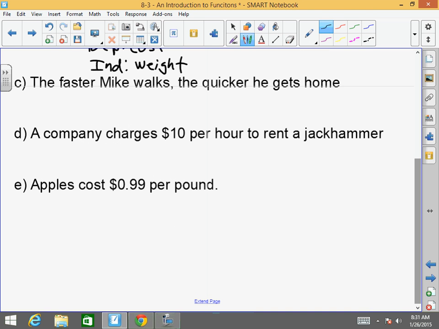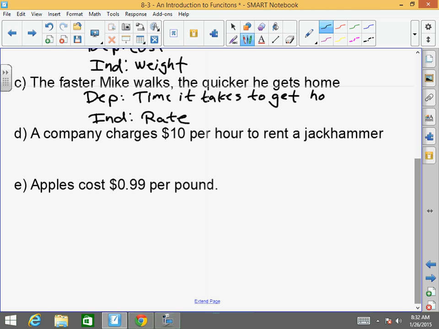Okay? The faster Mike walks, the quicker he gets home. This is a good one. What's dependent? What's independent? Okay, the rate is what? Independent. Because you can choose how fast you want to walk. And then go ahead. The dependent is the time it takes to get home. Correct. Very good job.